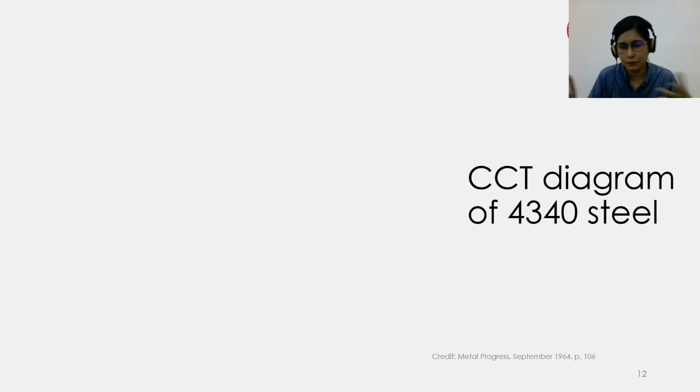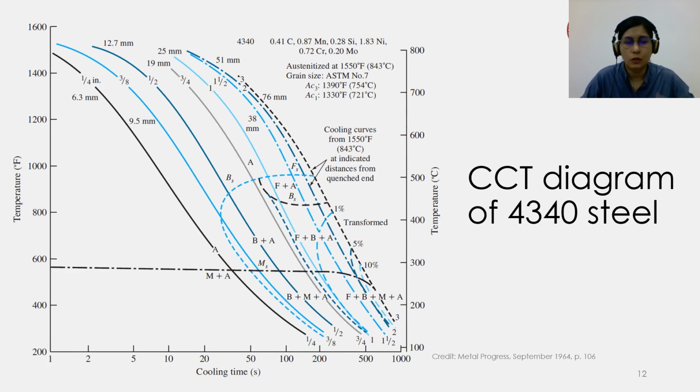So they use different alloying elements to give different effects to the steel. So you would expect that the CCT diagram will look different again. So the transformation will begin at different times. This is an example of the CCT diagram of the 4340 steel. As you can observe here, at different cooling rates, different transformations will be observed.